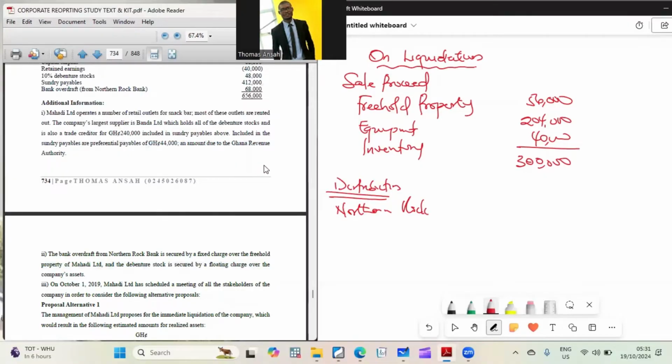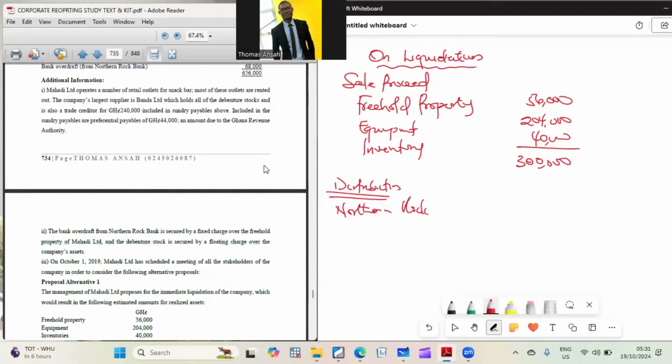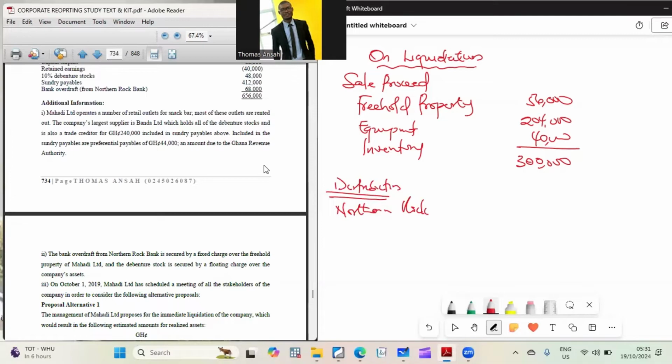So can you help me fix out the figures? Northern Rock is 68,000, so you must pay the 68,000. So let's pay out. There will be a balance. We are using this money to settle. So after 68,000, you are there. And again, you should also have the other secured.